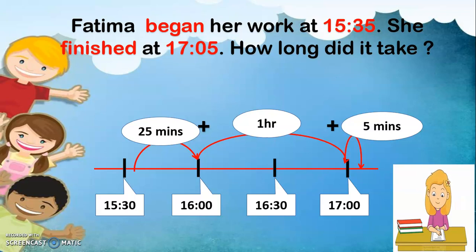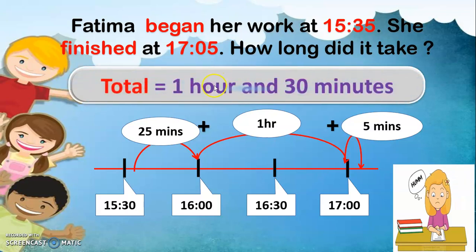So, it means if Fatima began her work at 15:35 and she finished in 17:05, it means she takes 1 hour and 30 minutes to finish her work. Again, 1 hour is here, then I add 25 minutes and 5 minutes. So that's why the time is 1 hour and 30 minutes. Again, if the question they are asking how long, it means they are asking for the time and the minutes.